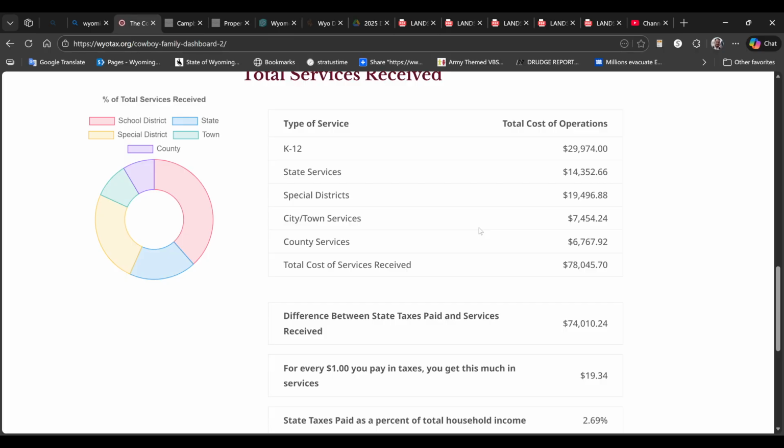So they pay in around $4,000 statewide, all in, and they get back $78,045.70 back in services.